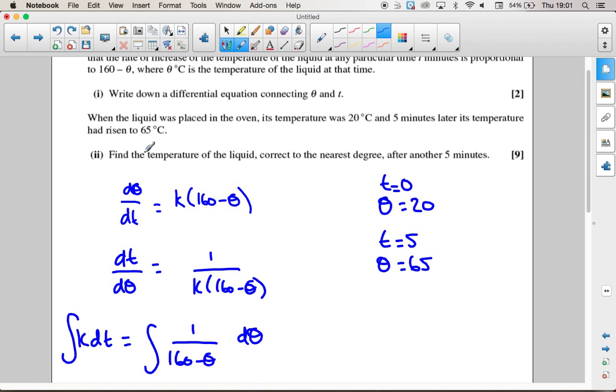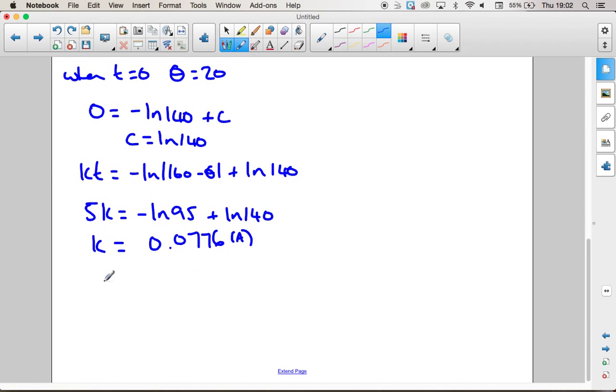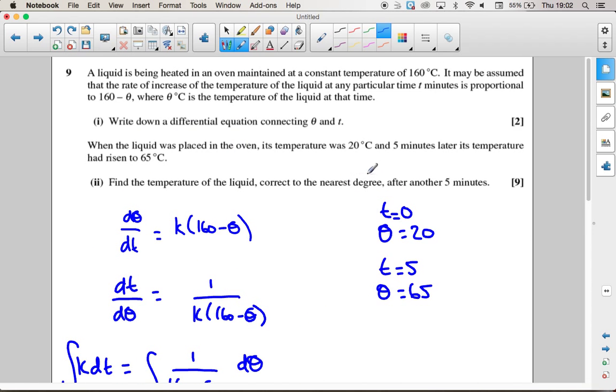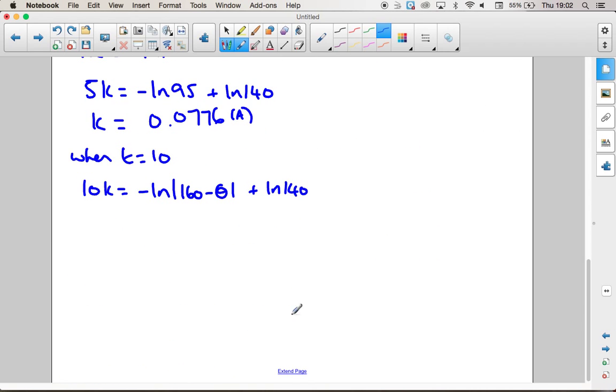Just be careful with the wording here. It says find the temperature of the liquid correct to the nearest degree after another 5 minutes. So that's after 10 minutes, so when t equals 10. We're going to have 10k. I'm not going to bother writing that number down, I'm just going to write k again. Equals minus ln 160 minus theta plus ln 140. Now, it's said to the nearest degree, so we don't need to stay in exact form. We can, whenever we want, change into decimals.